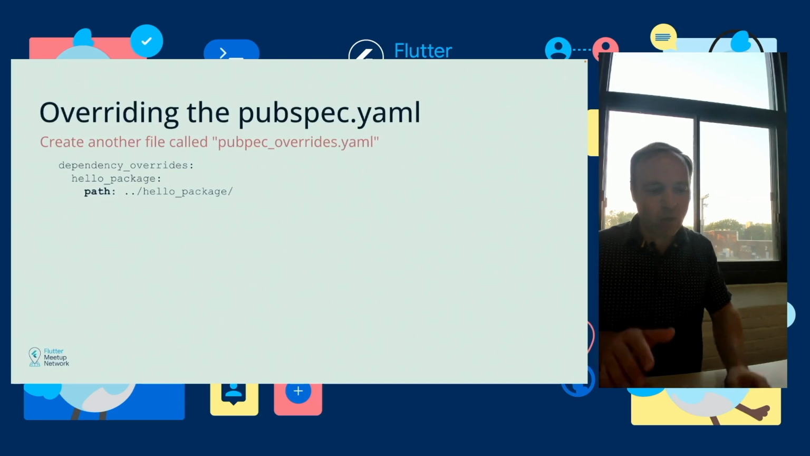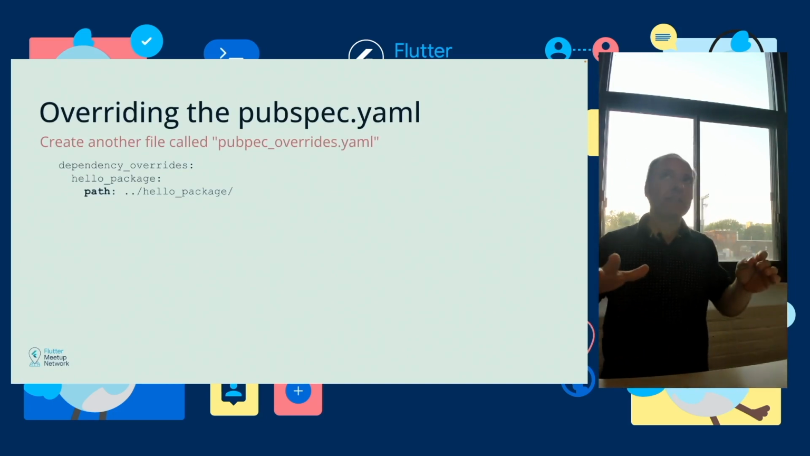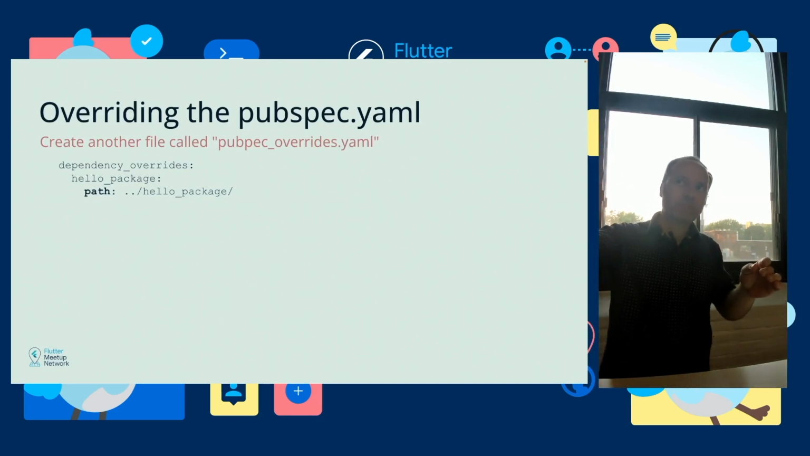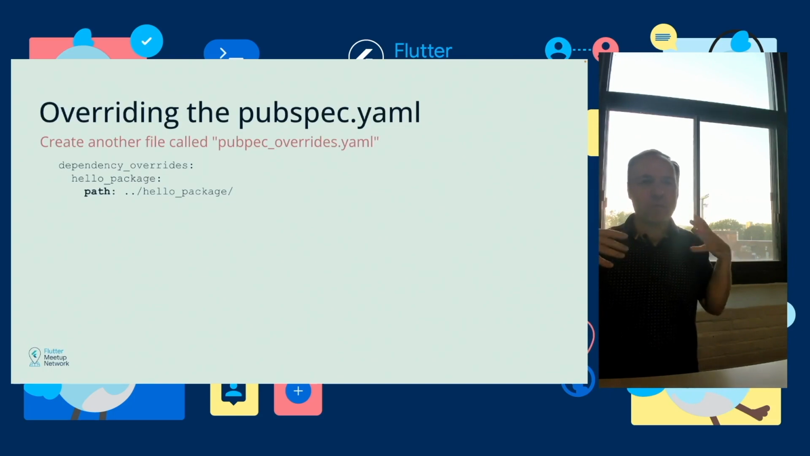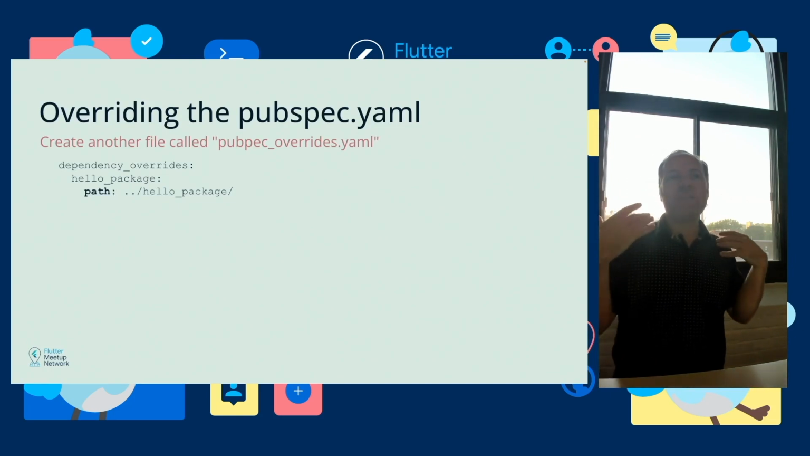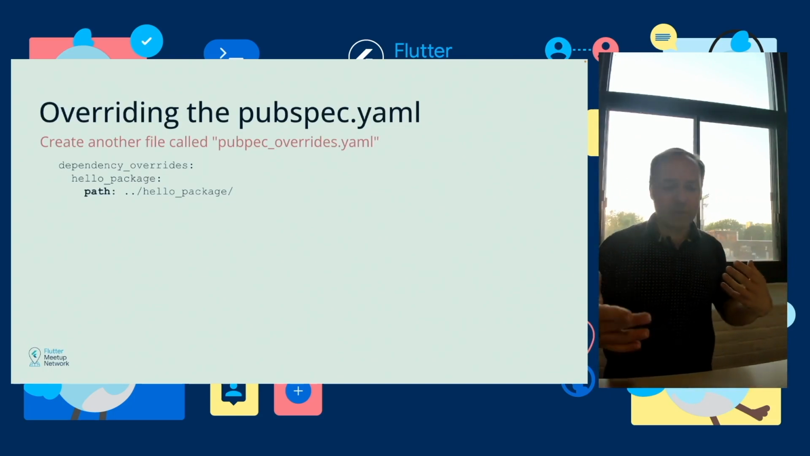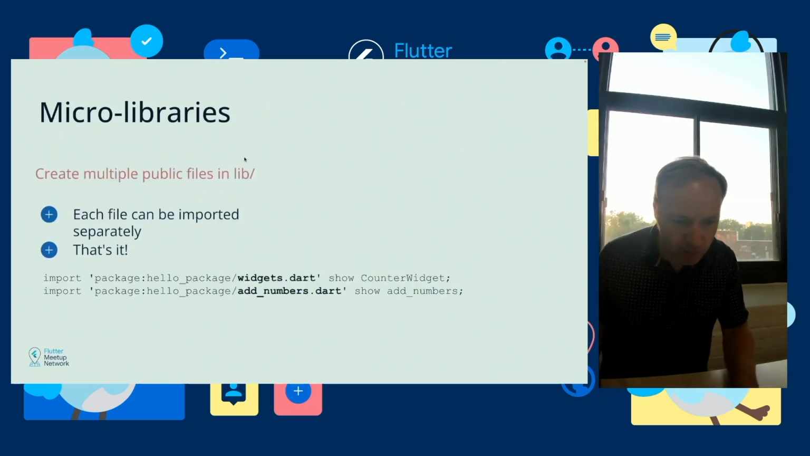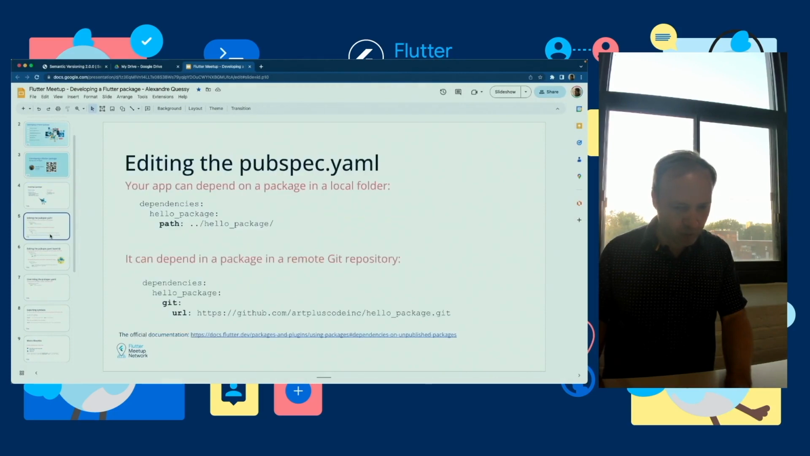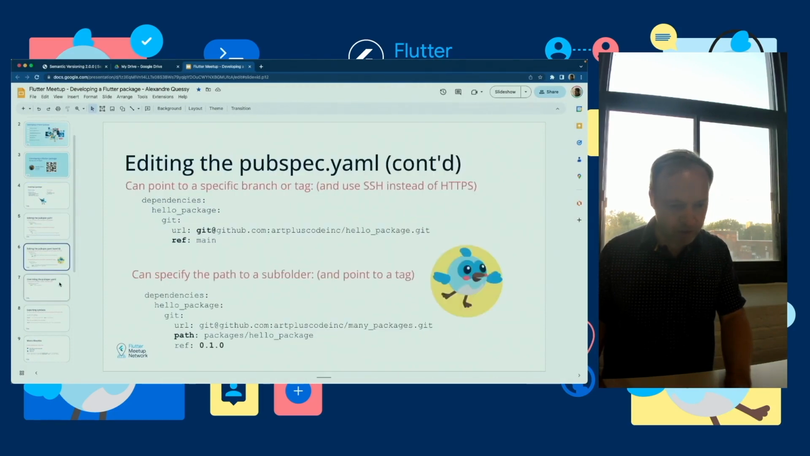Now, if I'm working with a package that's on a Git repository, what do I do if I want to develop it locally? So there is something called, oh, there's a typo here. Pubspec override. Maybe let's try that.